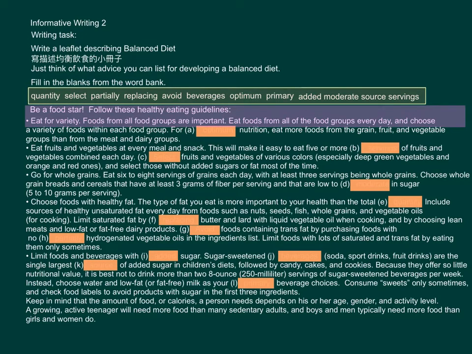Follow these healthy eating guidelines. Eat for variety. Foods from all food groups are important. Eat foods from all of the food groups every day and choose a variety of food within each food group. For A, nutrition, eat more foods from the grain, fruit and vegetable groups than from the meat and dairy groups.